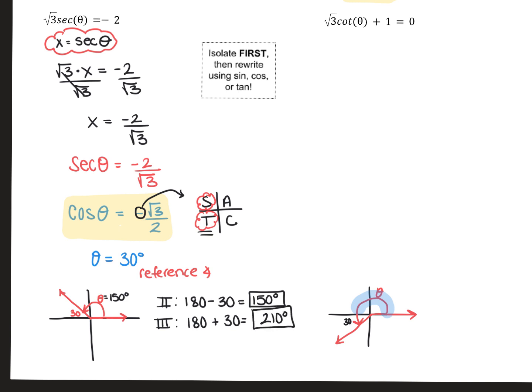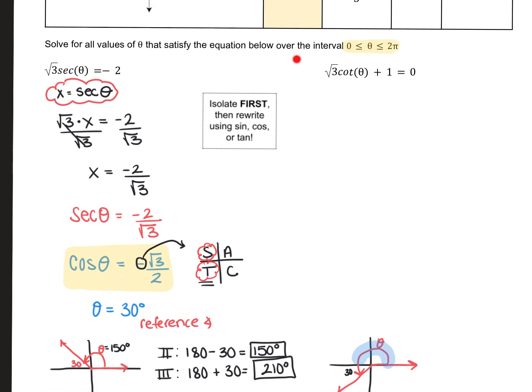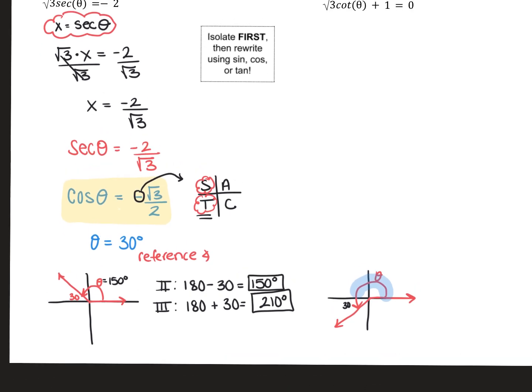So these two are my answers, not the 30. The 30 helped us get the answers, right? We're in quadrant 2 and quadrant 3. Now, technically, the directions state that we need to have all values of theta between 0 and 2 pi. So we need to change our degrees into radians.